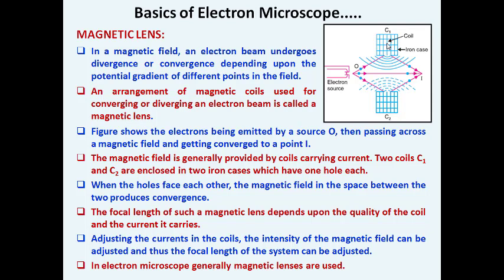Because of the ease of controlling the focal length compared with electrostatic lenses, most electron microscopes employ magnetic lenses to adjust the focal length and increase the magnification power of the microscope.